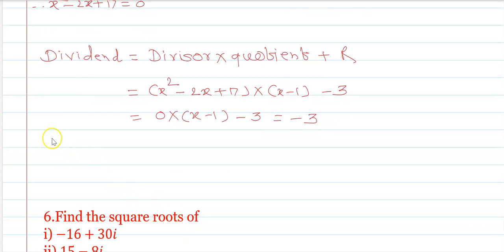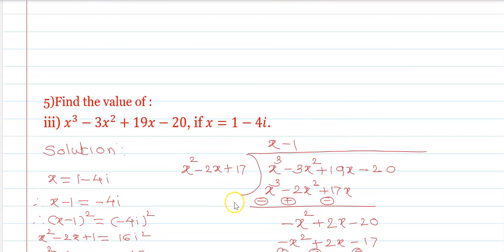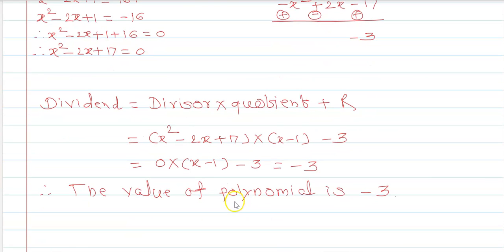And hence, therefore, the value of polynomial is minus 3. Okay. And in this way, we have completed this question. Question number 5. Okay. Now we see the next question.